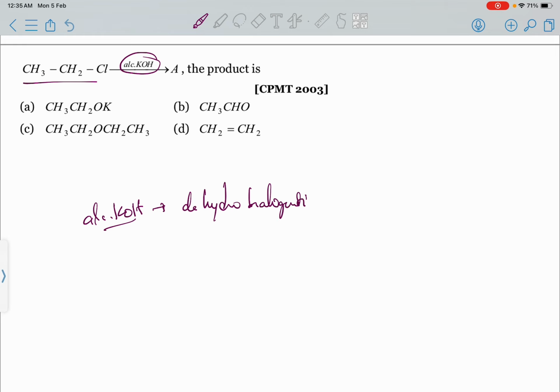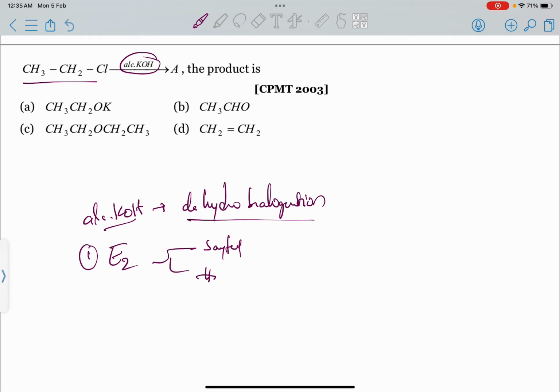Dehydrohalogenation, right? Following which mechanism? First of all, following the E2 mechanism. Then it must be following Zaitsev or Hoffman's rules, right? Majorly Zaitsev; we're going to get only Zaitsev here.